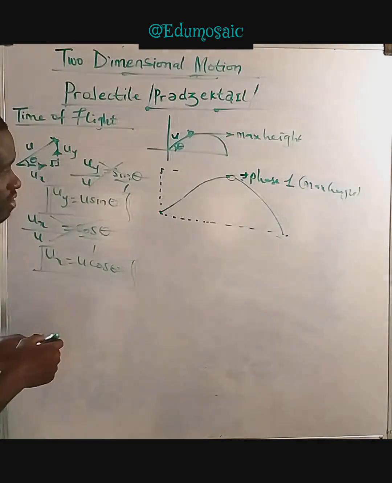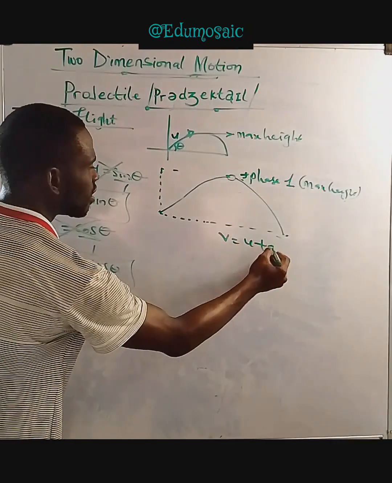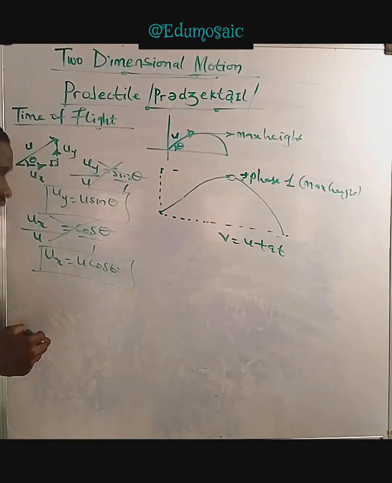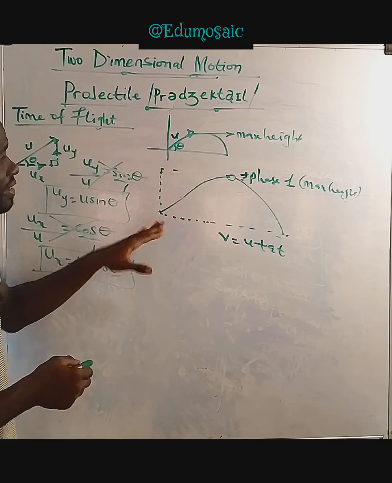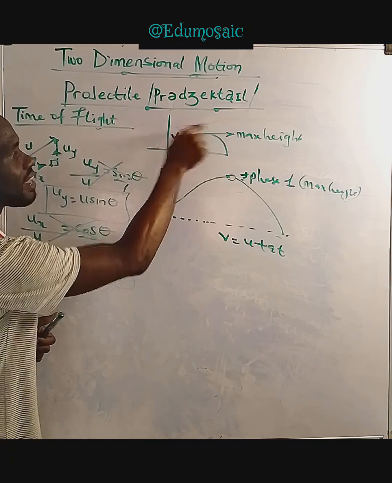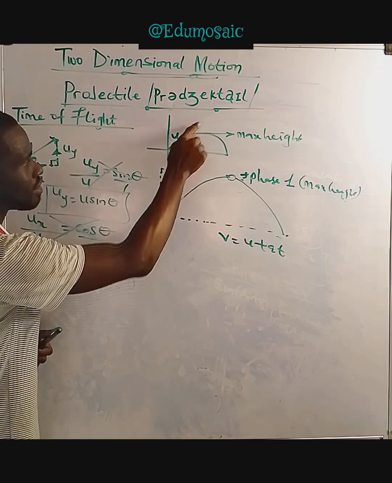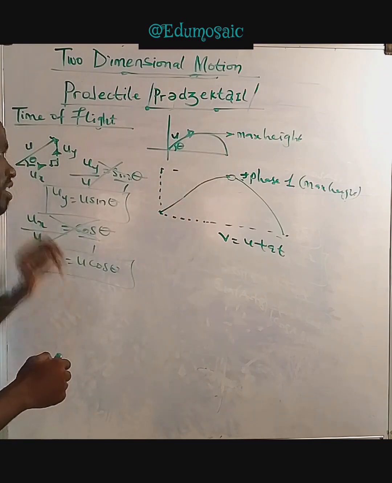So don't forget the equations of motion. Let's try out. We have v equals u plus at. Now don't forget that the body did not move on the ground. The body did not move on the floor. All the movement took place in the air. So it got to max height, I beg your pardon, it gets to max height and falls back to the ground. So this is what happens here.